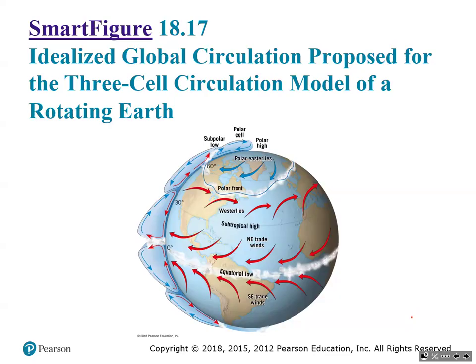You can see how air coming from the subtropical high, going north towards the subpolar low, bends to the right to form the westerlies, which is what we're in the middle of, and most of the US is in the middle of. And when it travels south towards the equatorial low, it bends to the right to form the northeast trade winds, which carry along this way.